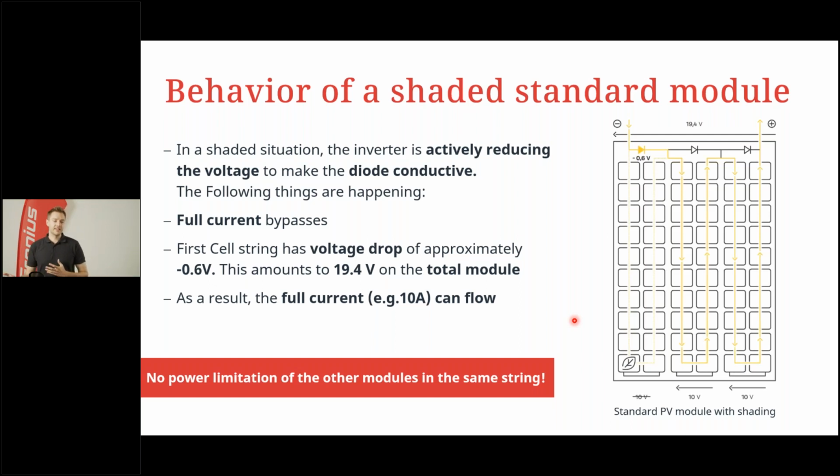How does a shaded standard module now behave in a partial shading situation or a heavy shading situation?